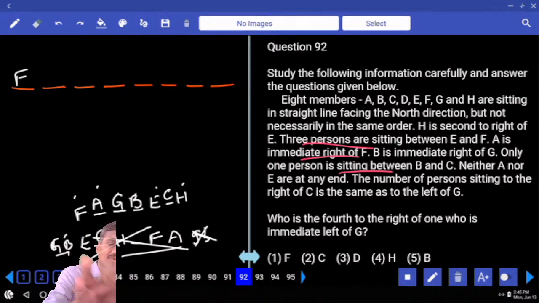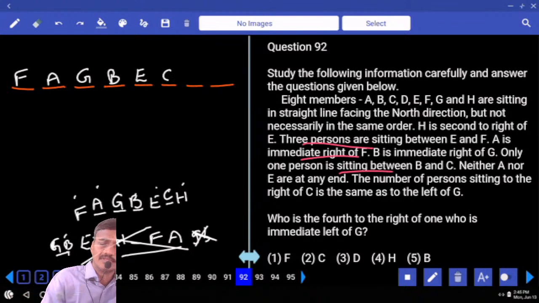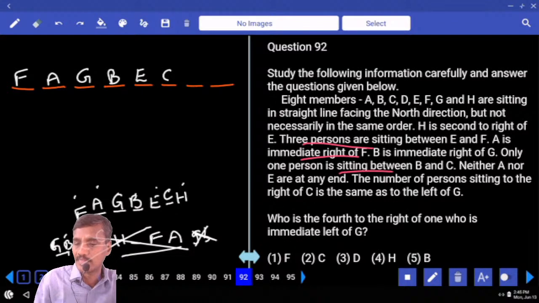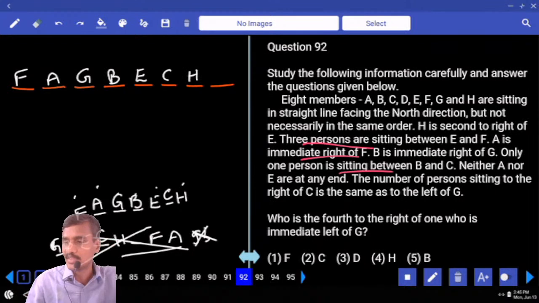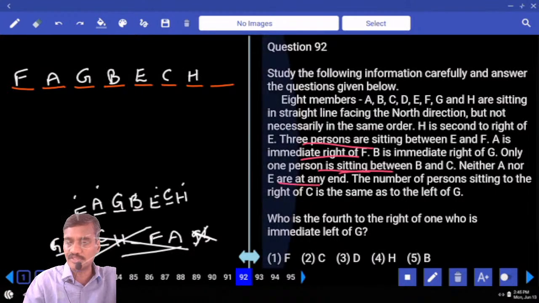What is the first case we have? FAG, BE, CH. Only 7 persons were there, right? H, FAG, BE, CH, and one more person is there, right? And who is the other person? D.